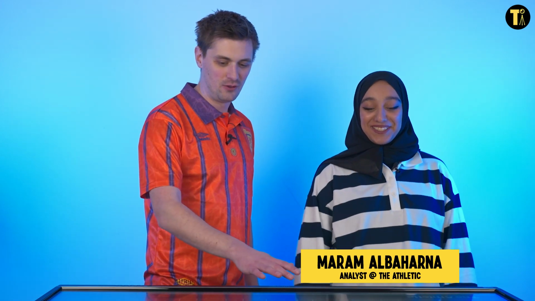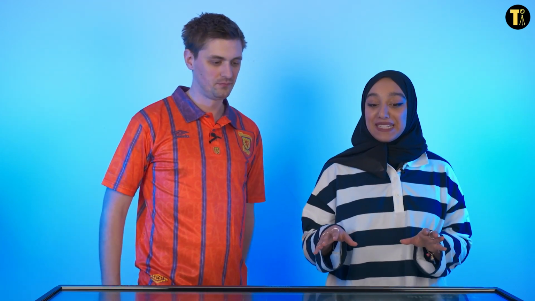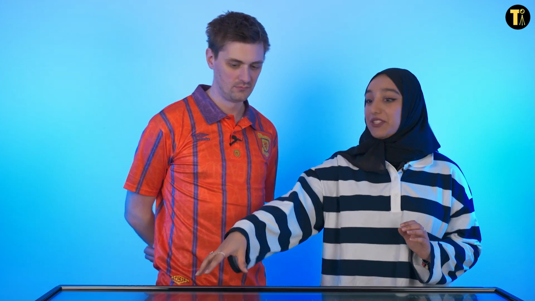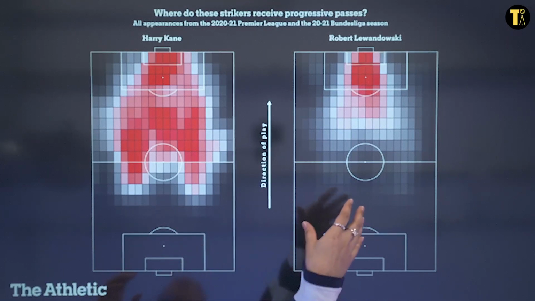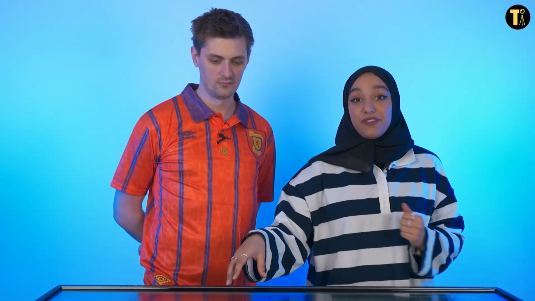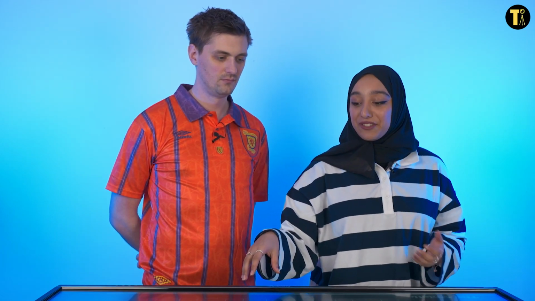Now, this is a graph that shows the difference between where Harry Kane plays or receives things. What does this show us, basically? Okay, so this is where Harry Kane and Robert Lewandowski receive progressive passes. Harry Kane is more than a goal scorer. When you compare him to a player like Lewandowski, they're both players of similar stature, very good strikers in their respective leagues, but the way that they play is quite different.